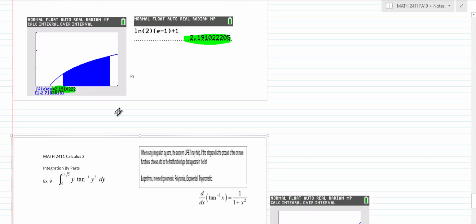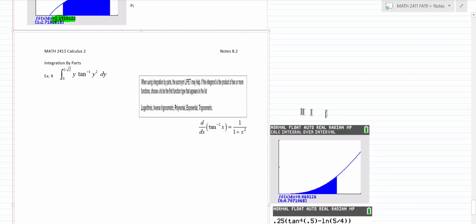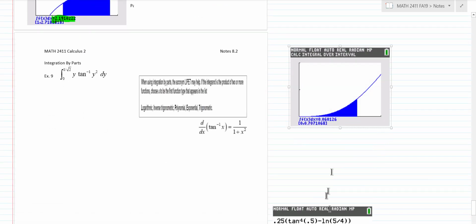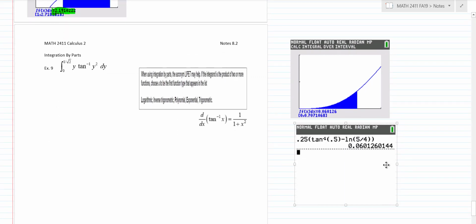Okay, so I'm going to look through one more example. I just hadn't done much with the inverse trig functions, so I'm going to go ahead and do that. I already got my graphs up here, so let's go through how you would do this last example. Okay, so again, we're going to look at integration by parts.